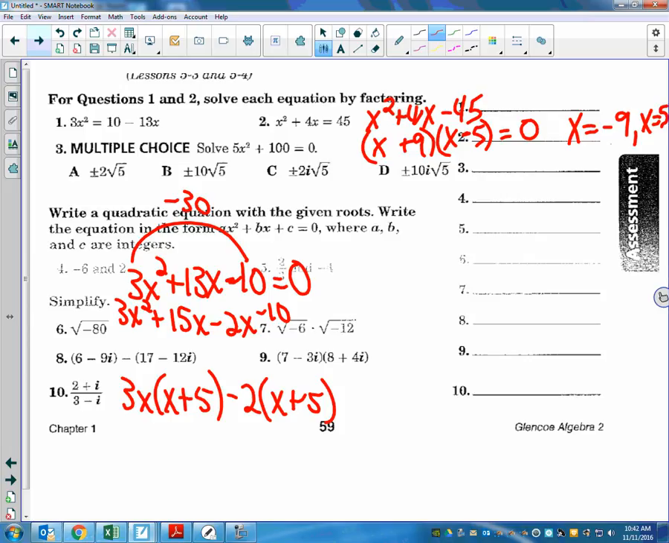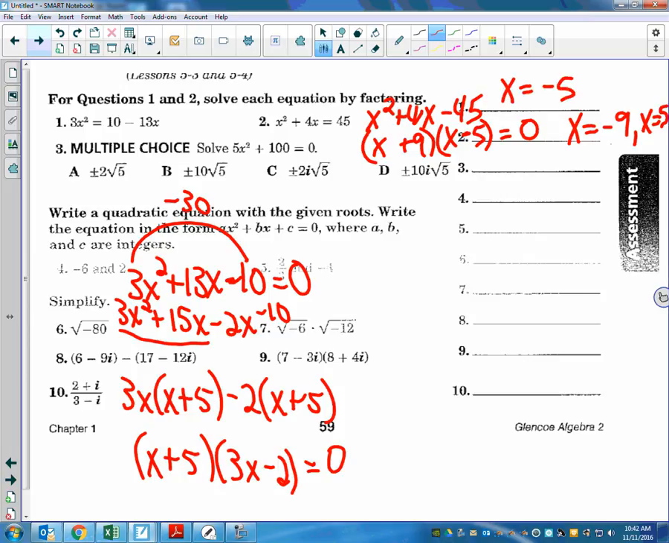I think this one does work out if you pick 15 and 2. Like I factored out a 3x from the first two. I want this to match, so I factored out a negative 2 from the second one. So that factors out to x plus 5 and 3x minus 2. Those are your factors. I want to set this equal to 0, so I'm going to solve it. When I solve that one, it's just the opposite.